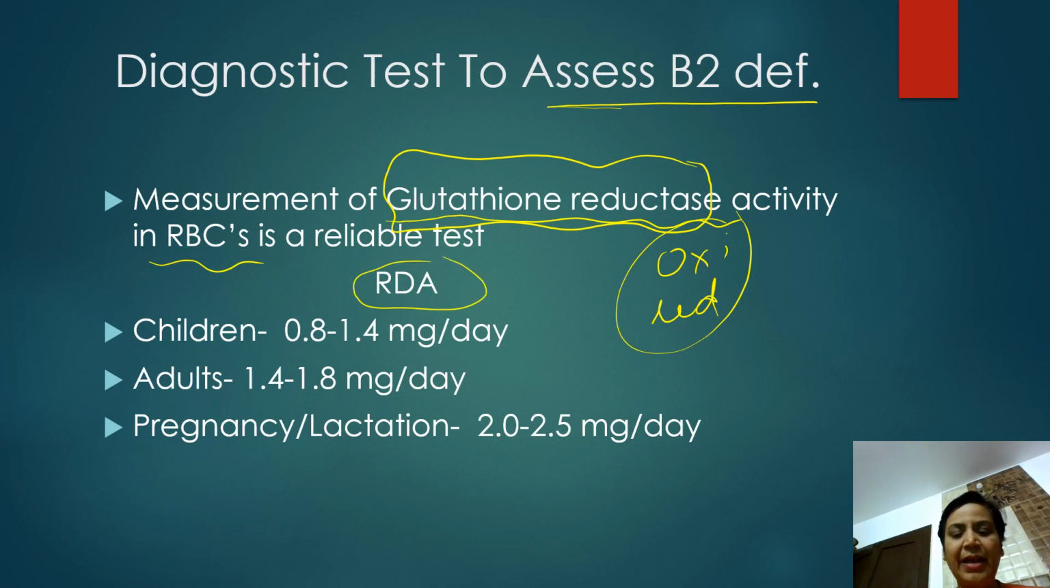Then we come over to the recommended dietary allowance. You can see in children the requirement is this, in adults the requirement is this, and in pregnancy and lactation the requirement of B2 is this.